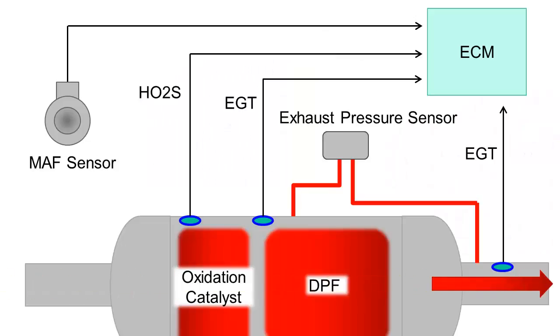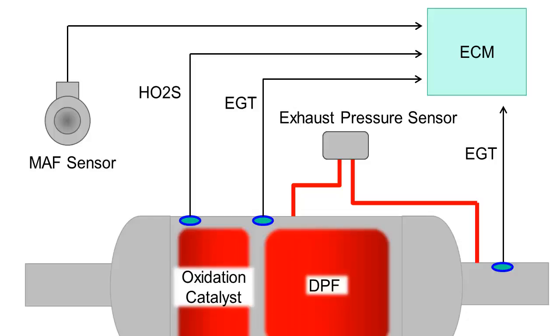In the oxidation catalyst, hydrocarbons and carbon monoxide are converted into carbon dioxide and water. The diesel particulate filter, or DPF, filters particulate matter, or carbon particles, from the exhaust flow. The accumulation of this particulate matter could restrict exhaust flow and eventually plug the DPF. So, the DPF must go through a regeneration to clear out the accumulated carbon.